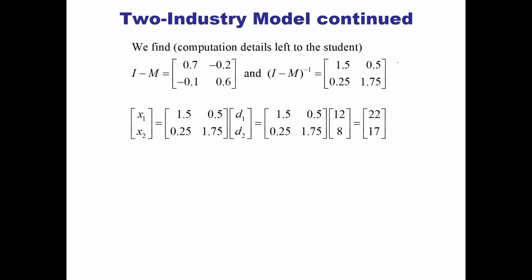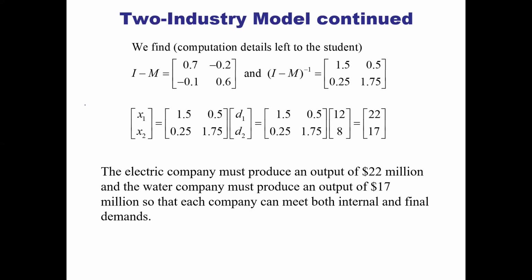Then we use technology and we get our inverse. And then we take that inverse and multiply it by D, which is our demand, which is 12 and 8. That gives us our X1 and X2. So that's what they have to produce to be able to meet both the internal and the final demand. In this case, $22 million of electricity and water has to be $17 million. A lot of this is just using our calculator to solve for the inverses, and you actually could do the subtractions that way as well.